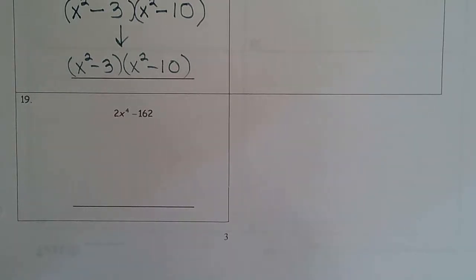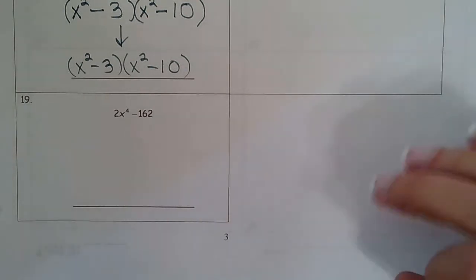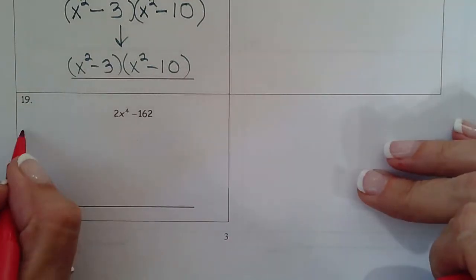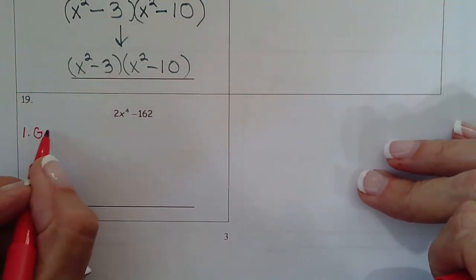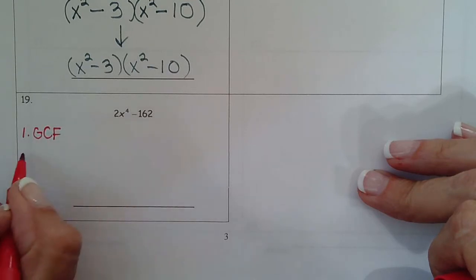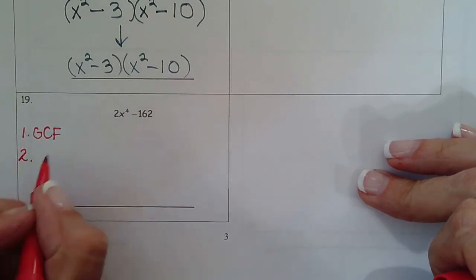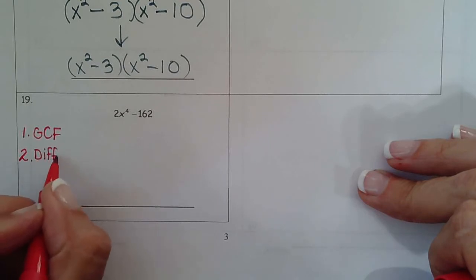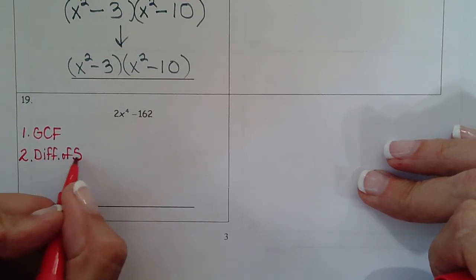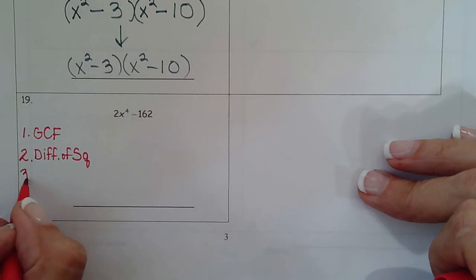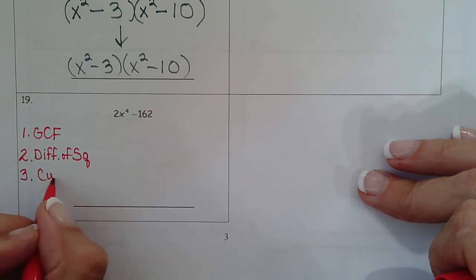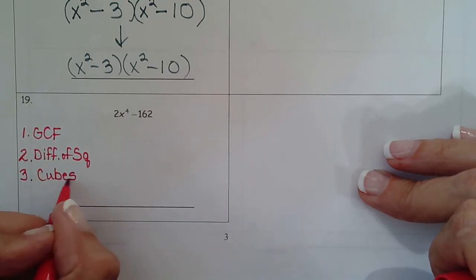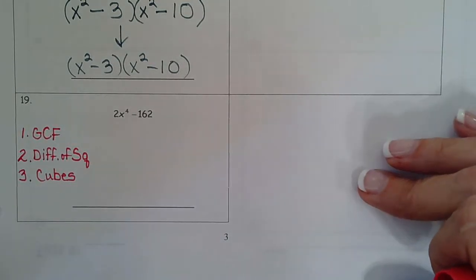We're ready to start number 19 on the bottom of page 3 on the chapter 4 practice test. So there's two terms. Remember the rules. First, you have to look for a GCF. If there isn't one, then you move on to a difference of squares. And if there isn't one of those, then the third thing you check is cubes. And remember, cubes can be plus or minus, a sum or difference.